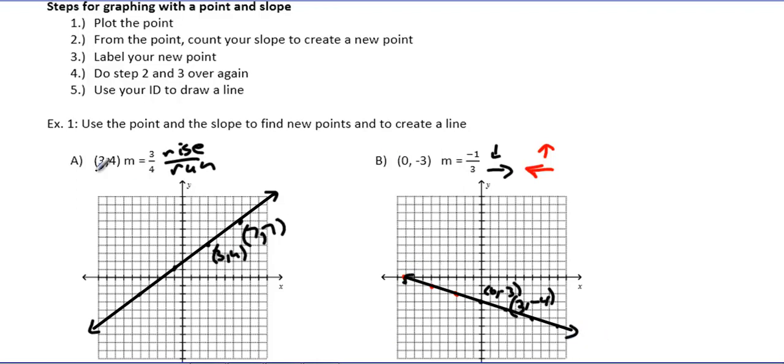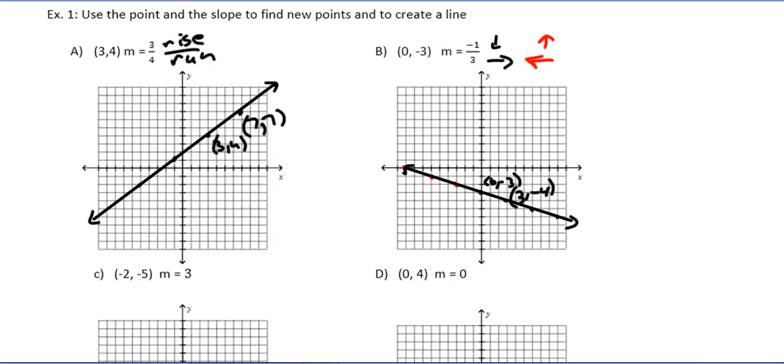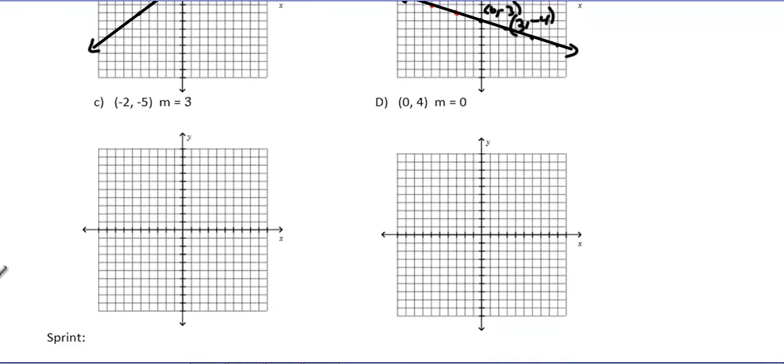Okay, let's move on. Example C. Once again, we're going to plot the point, which is negative 2, negative 5. From there, I have a slope of 3. Remember, we want to deal with fractions, so I'm going to make this a fraction by putting a 1 under it. This tells me to go up 3. And remember, we always go to the right unless we are intentionally going backwards. We should always be counting to the right when dealing with slope.